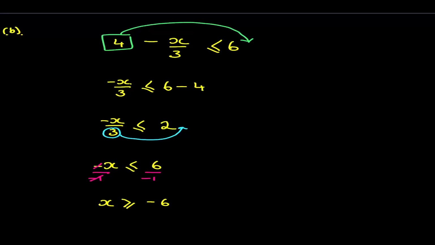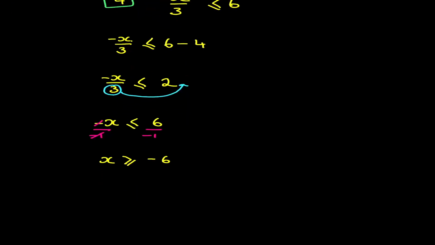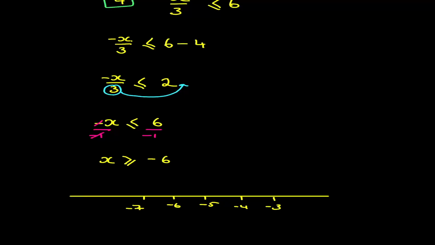So let us do my number line over here. Let's say neg 5, neg 6, neg 7. That'll be neg 4, neg 3. Neg 8. Remember, use a nice ruler. Your scale should be accurate. And x is greater than or equal to neg 6.